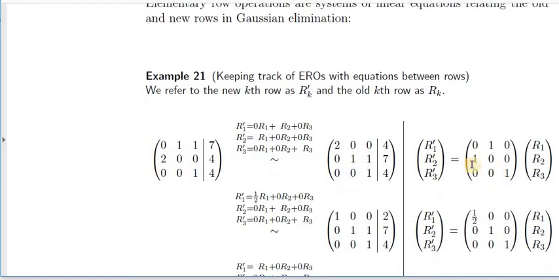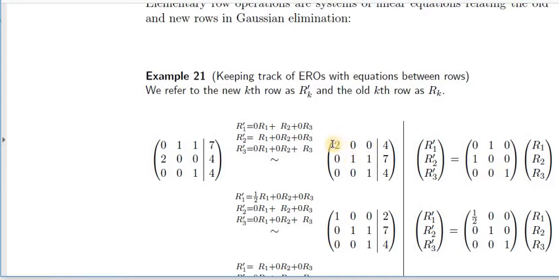If I'm going to make this into REF form, what's the next thing I should do? Well, I know this has to be a leading one. So I should divide the first row by 2. Now let's see how that works. So I'm going to call this now R1, R2, and R3. Okay, so I'm going to reset my variables because this is the matrix I'm working with, and I want to come up with a new matrix.